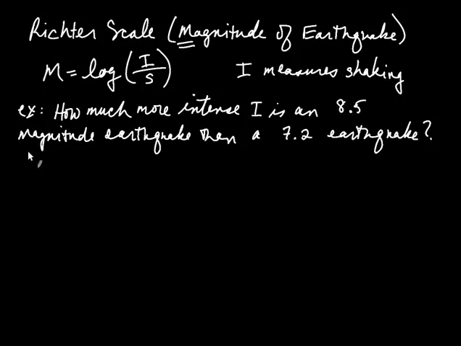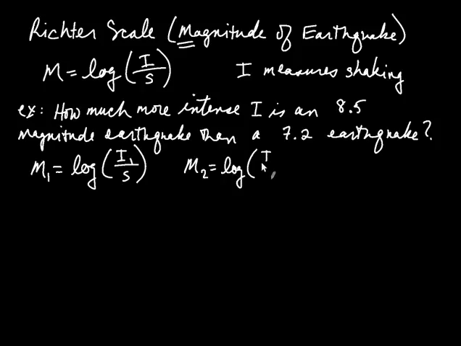Let's write down, first of all, that the magnitude of earthquake 1 is defined to be the log of the intensity of earthquake 1 divided by the intensity of the standard earthquake. And the same thing is true with earthquake 2. The magnitude of earthquake 2 is the log of the intensity of earthquake 2 divided by the same standard earthquake. They're all being compared to the same thing.